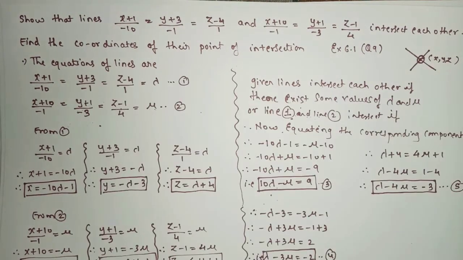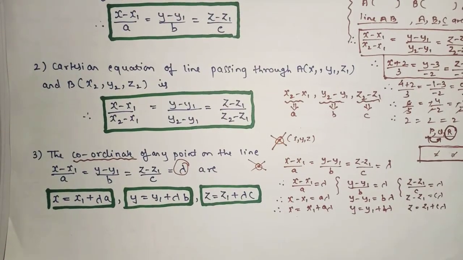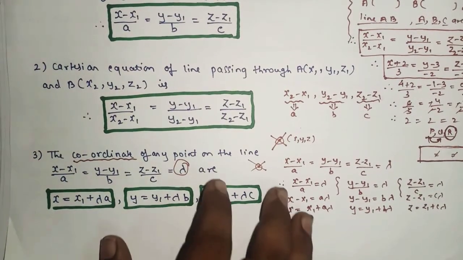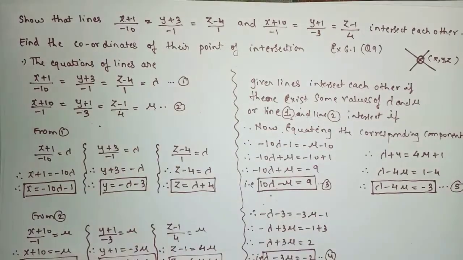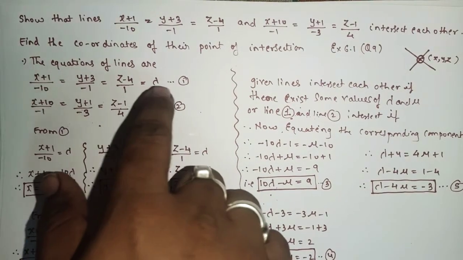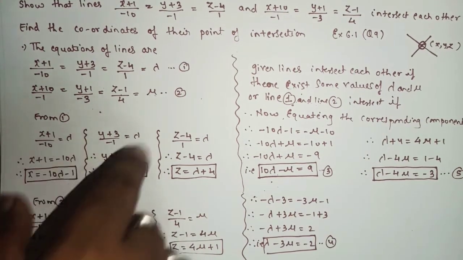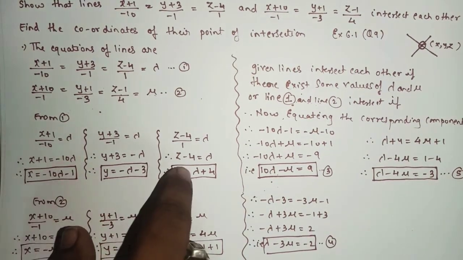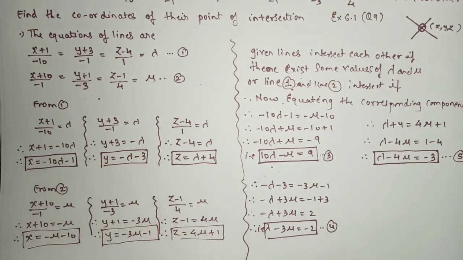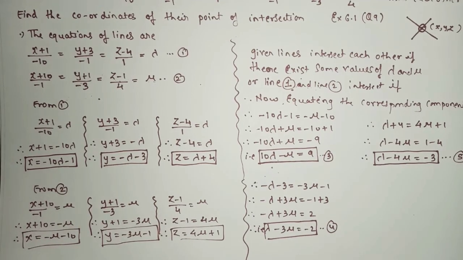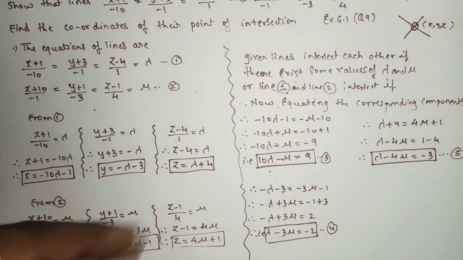Okay, so for this sum we had applied this concept, which one? How to find the coordinate of any point of the line. Using this concept we got x, y, and z coordinate. As here we have the two equations of lines, we took lambda for the first one and mu for the second one. So from one we got x, y, z in terms of lambda. From the second we got x, y, z in terms of mu. As we know that the given lines are intersecting, of course the x, y, and z coordinates will be the same.